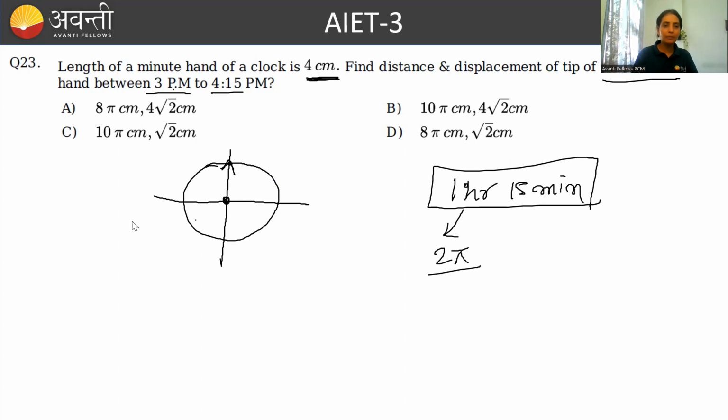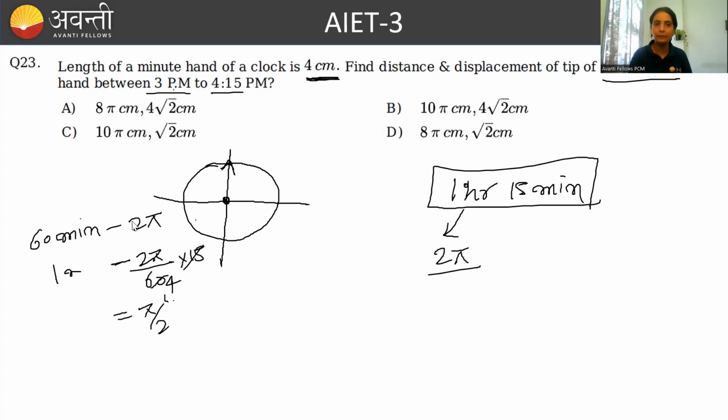So see here, in 60 minutes, that is in 1 hour, it is going through how much angle? 2 pi radian angle. So in 1 minute it will go through 2 pi by 60. So in 15 minutes it will go through how much? It will go through pi by 2 radian angle. Okay. So now see here how much angle it is covering in 1 hour 15 minutes: 2 pi plus pi by 2.